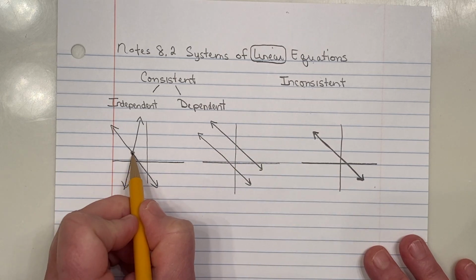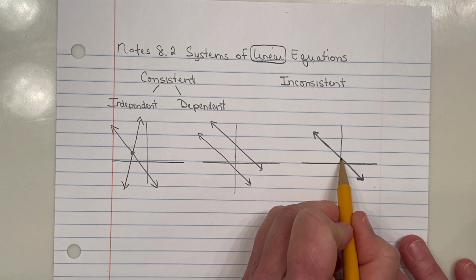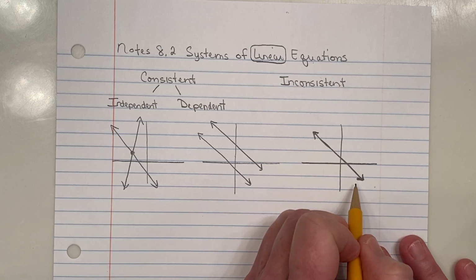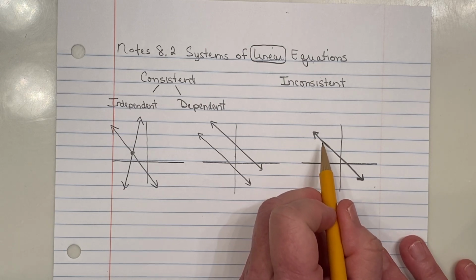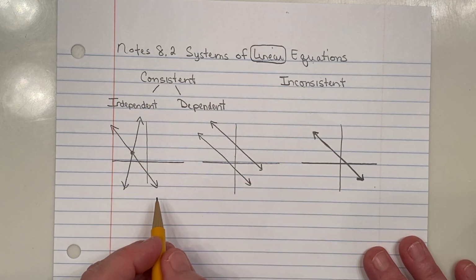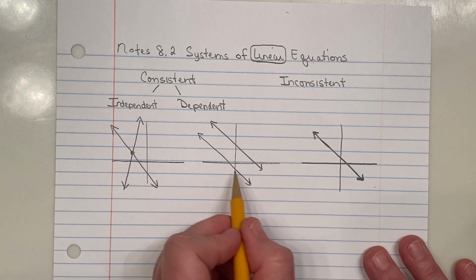So here we have one point of intersection. Here we have no points of intersection. Yet on this system, we have all points that are on one line are also going to be on the other line. So let's go back to our terms up here. A system is either consistent or inconsistent. Well, let's start with this system right here.